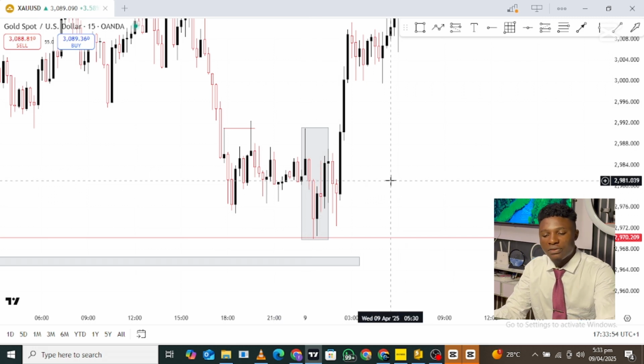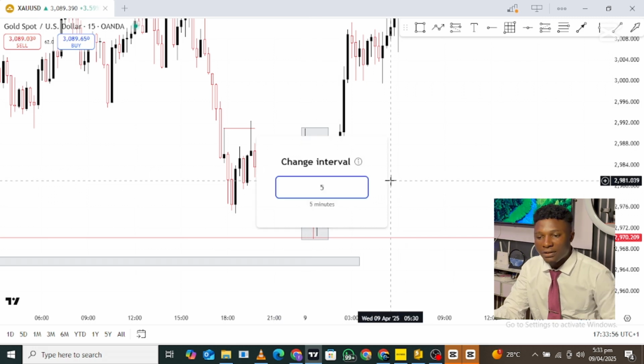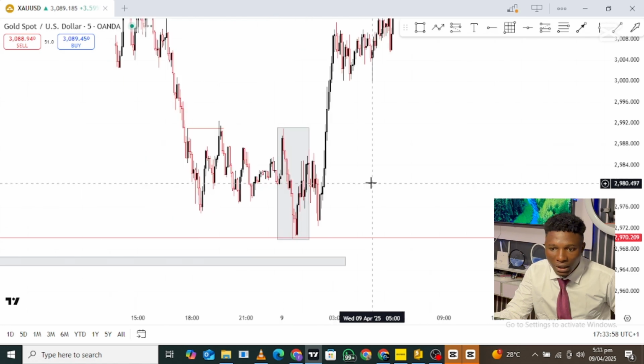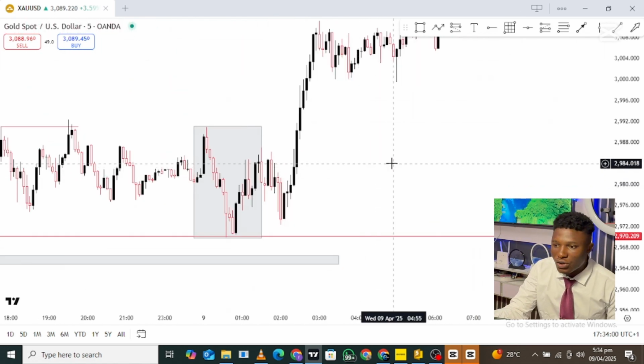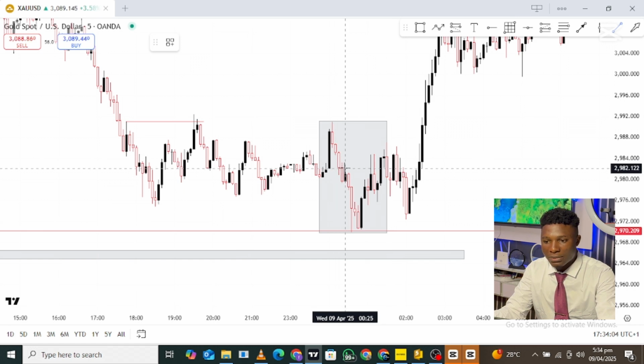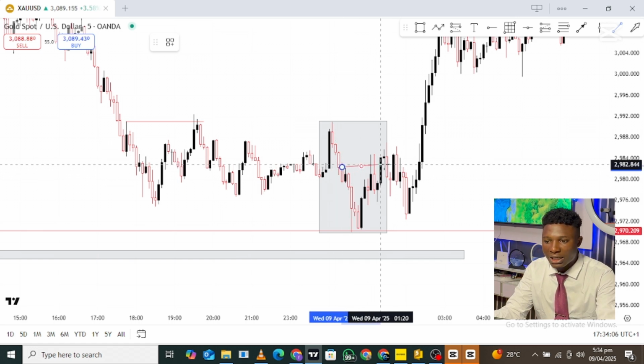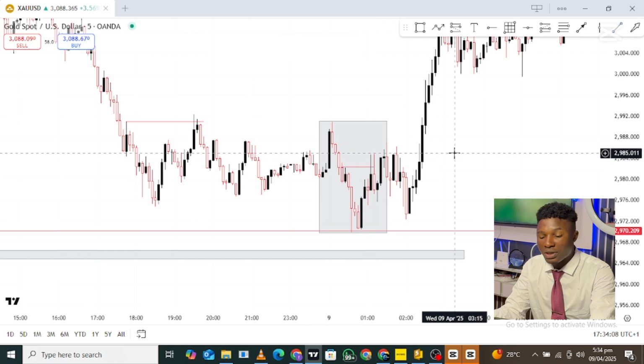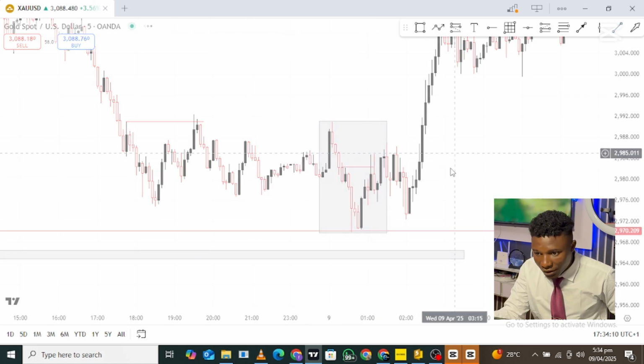From the 15 minutes time frame right now, let's go down to the 5 minutes time frame. Okay. So on the 5 minutes time frame, we are seeing our first composite candle, which is this particular high right here. I have to confirm this by going back to a higher time frame. So let me check the higher time frame. Okay.